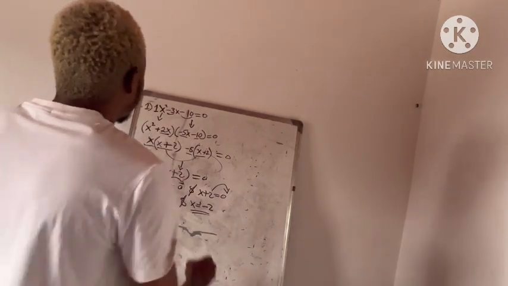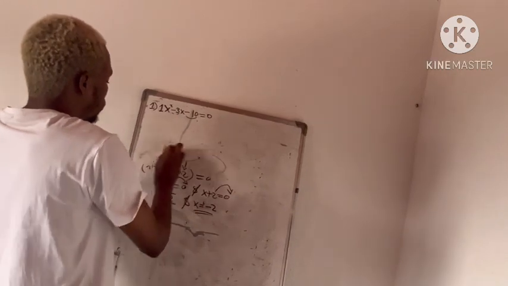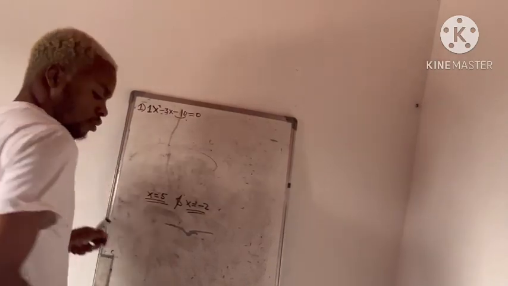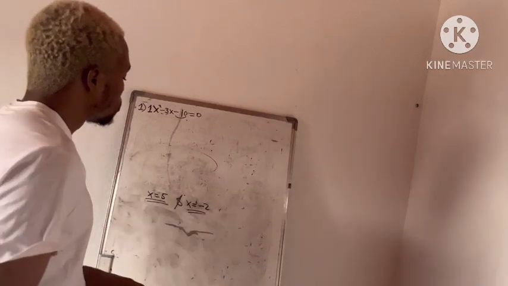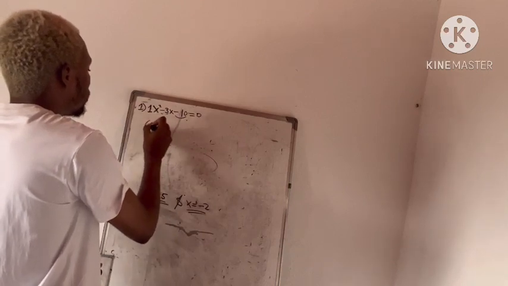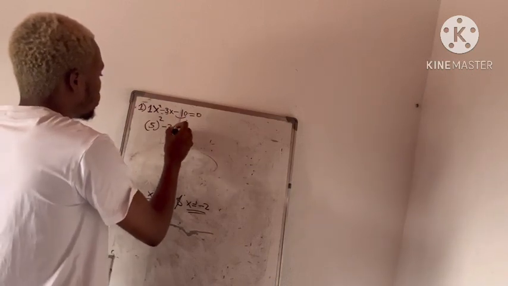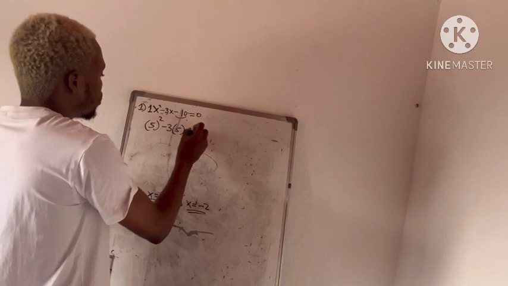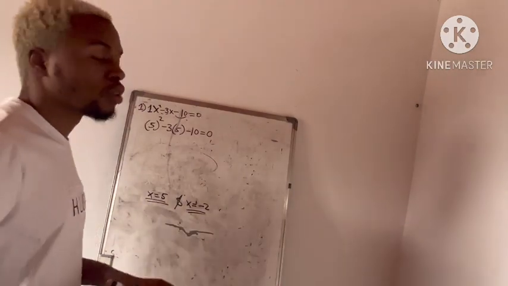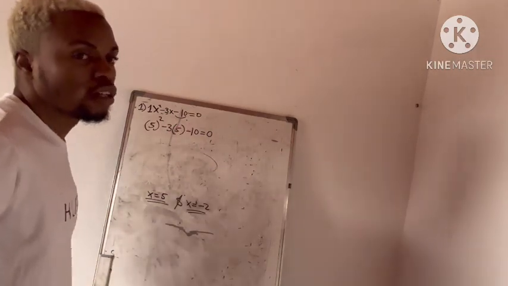So let's wipe off these, okay? Now, substituting x equal to 5, you have 5 here, all squared, minus 3 into x, there is 5, minus 10 equal to 0. You get it? You have 5 there squared minus 3 into 5 minus 10 equal to 0.